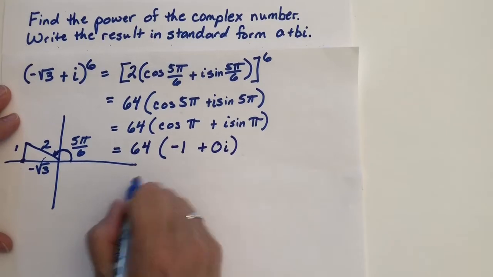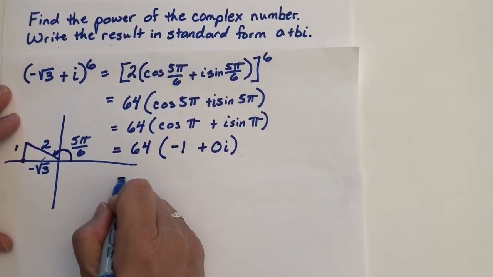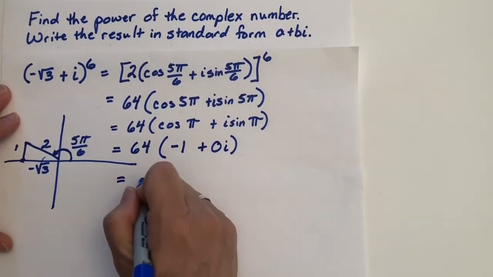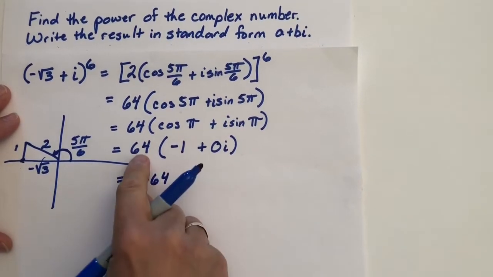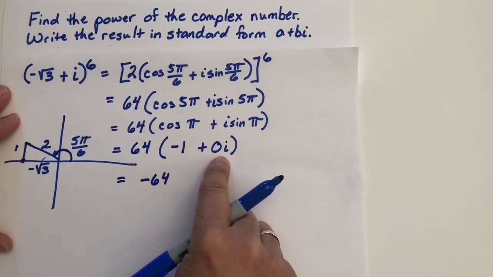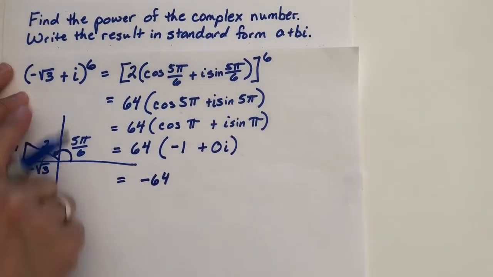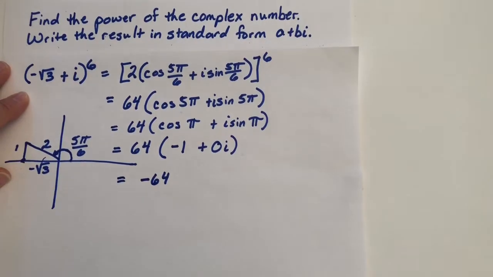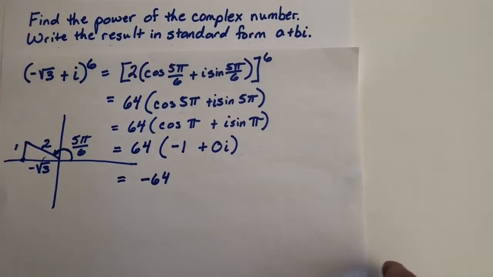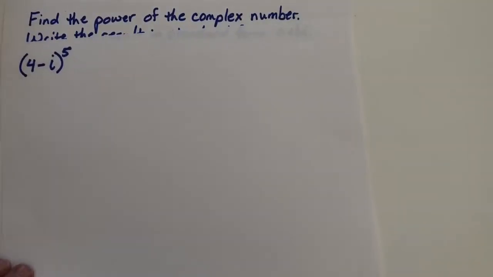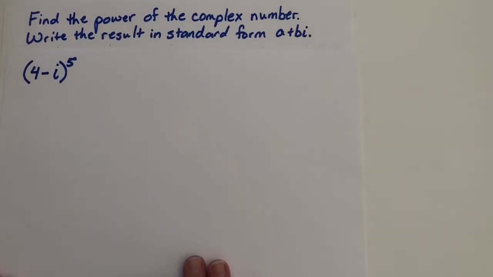So if we multiply these together, well, 64 times -1 is -64. 64 times 0i is 0i, but we don't need to write that part. So what we've determined is this complex number raised to the 6th power is -64. Let's do one more example. We're going to raise 4 minus i to the 5th power.